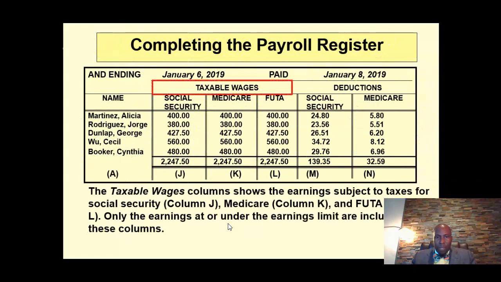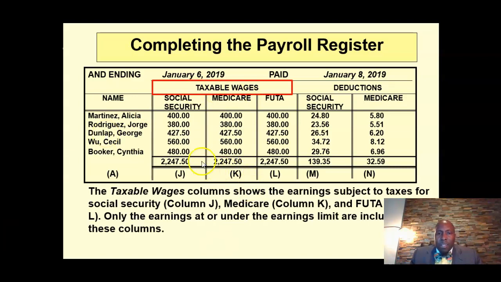So we've gone through all the information. Next, we get to what's called the taxable wages. Taxable wages says what portion of their current gross amount is taxed for Social Security taxes, Medicare taxes, and FUTA, which stands for federal unemployment taxes. We're not going to worry too much about unemployment taxes right now because unemployment taxes are paid by the employer. They're not paid by the employee. So we're going to cover unemployment taxes in more detail when we get to chapter 11.